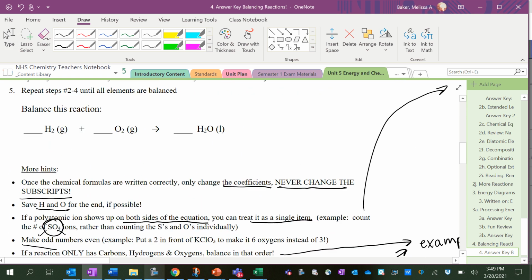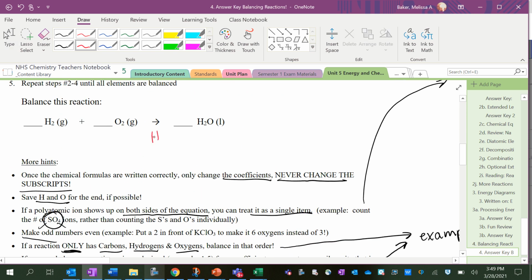Okay, let's do another one. We kind of already did this one in our last activity, but it's good practice. We've got 2 hydrogens on each side, 2 oxygens on the left. Only 1 on the right. So we can only put a number out front to fix that. So that becomes a 2, but now this is a 4. That's messed up. So you need a 2 out front of the H2. And now it's balanced.